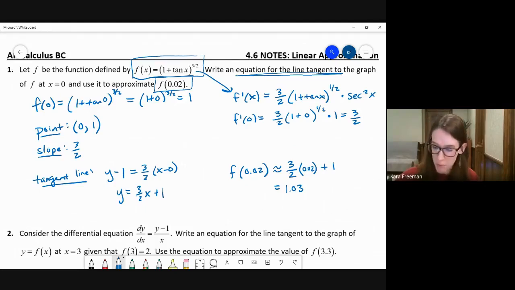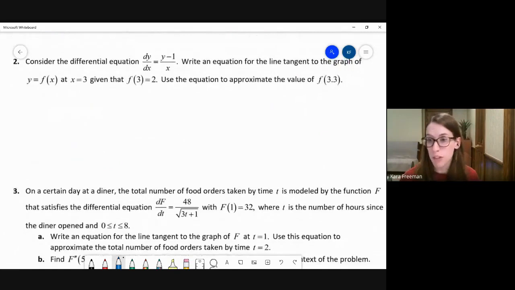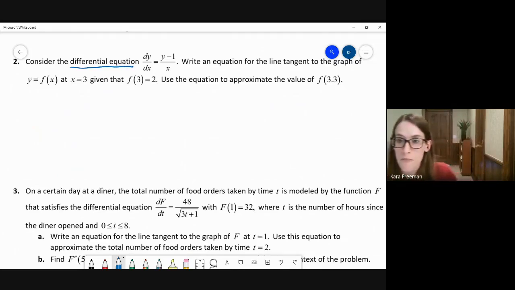Right, so let's try our next example. So this time, I'm giving you an implicit function, but it's the exact same thing. Let me talk about this phrase, consider the differential equation, because you haven't seen that before.